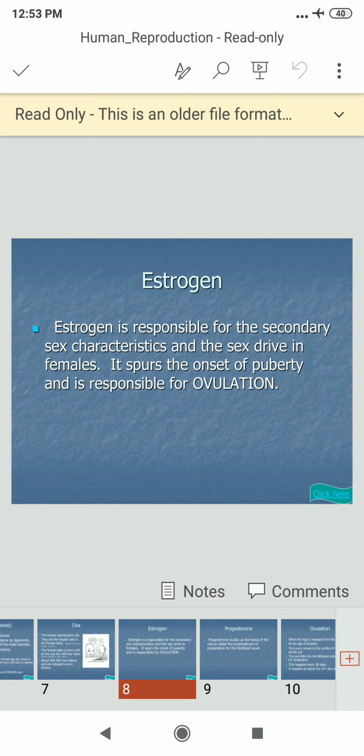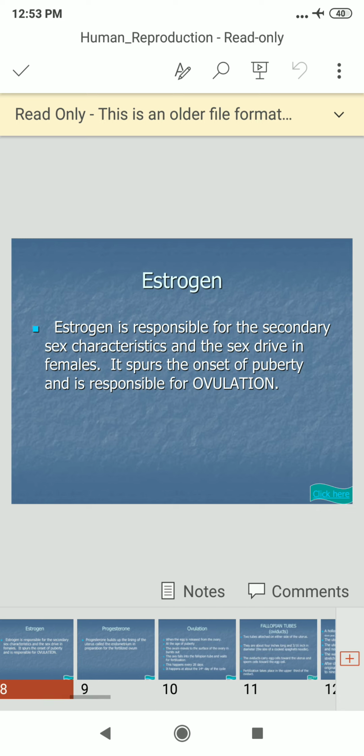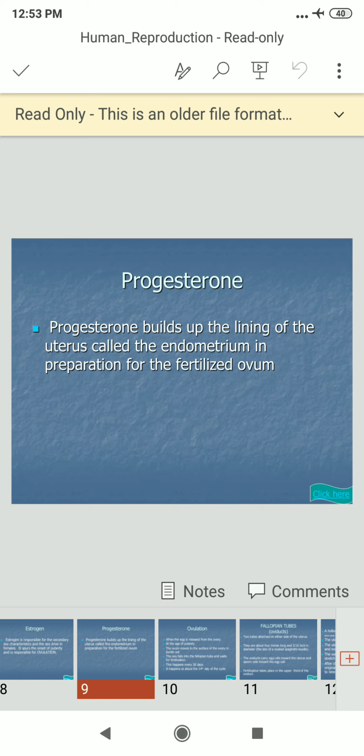Estrogen is responsible for the secondary sex characteristics and the sex drive in females, and it spurs the onset of puberty and is responsible for ovulation. The progesterone builds up the lining of the uterus, called the endometrium, in preparation for the fertilized ovum.